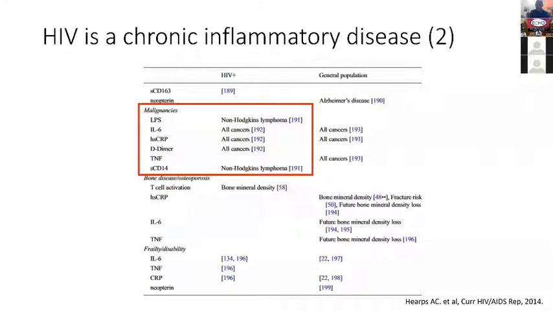And lipopolysaccharide levels are associated with non-Hodgkin's lymphoma. Interleukin-6 is associated with all cancers. High sensitivity C-reactive protein, all cancers. And notice that is the case both in persons living with HIV as well as the general population. Generalized inflammation is a cancer-causing event. Right?